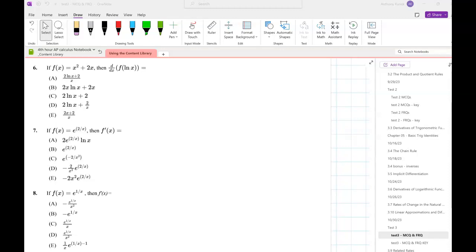Are we on the right track? Yeah, I think we're on the right track. So I would rewrite your starting problem: instead of e to the 1 over x, e to the x to the negative 1. Instead of e to the 2 over x, I'd write that as e to the 2x to the negative 1. And I think that will make life much easier, because now it's just a straight chain rule problem.